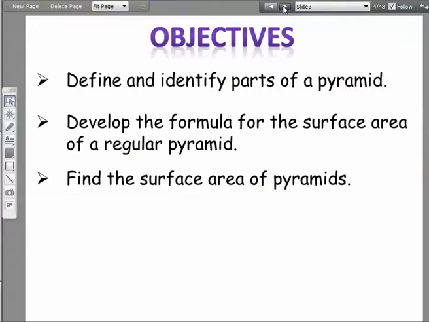The objectives in today's lesson are to define and identify parts of a pyramid, develop the formula for surface area of a regular pyramid, and then find the surface area of a pyramid.